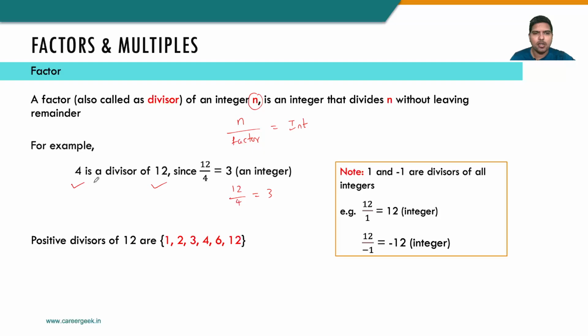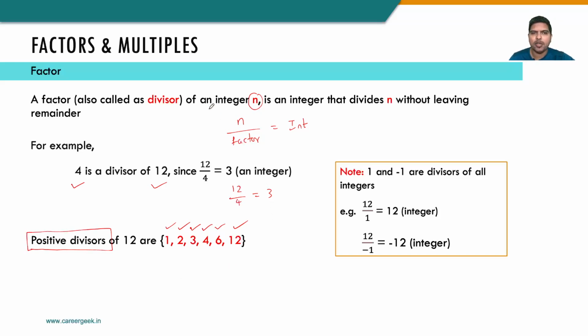For example, all divisors of 12 are 1. 1 can divide any number, and any number divided by 1 will give us the number itself, which is an integer, right? 2 is a factor of 12, 3, 4, 6 and 12. Okay, so these are called the positive factors or positive divisors.